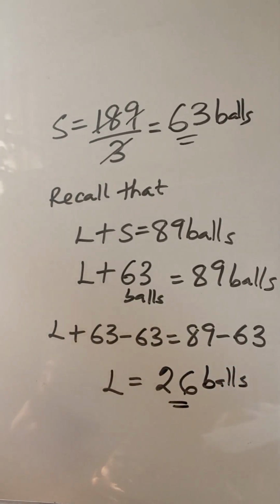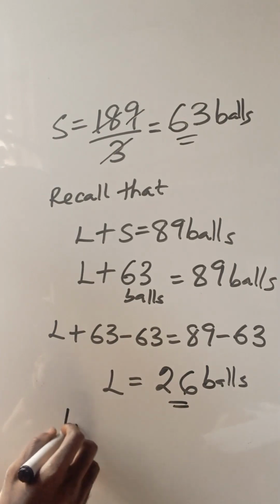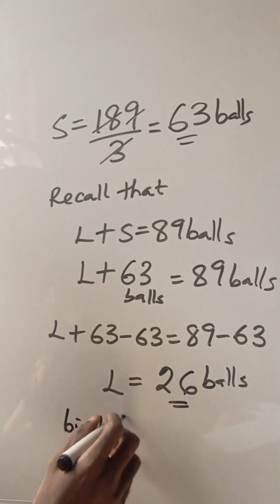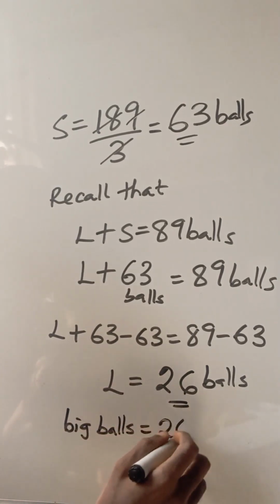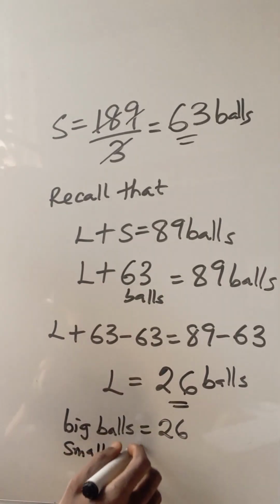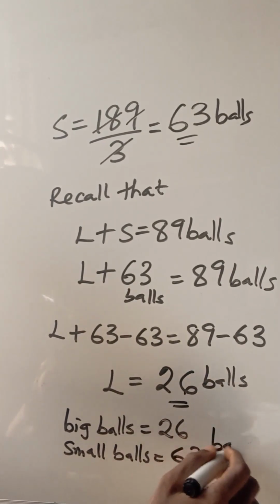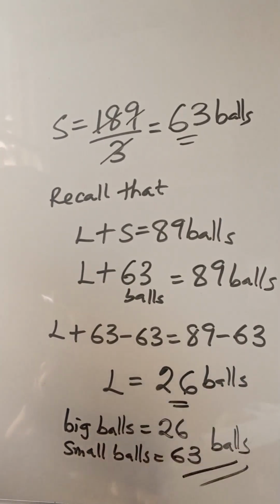Right, from this, the number of each type of ball: the big balls gave us 26, and the small balls in the bag gave us 63 balls. So this gives us the solution to this problem.